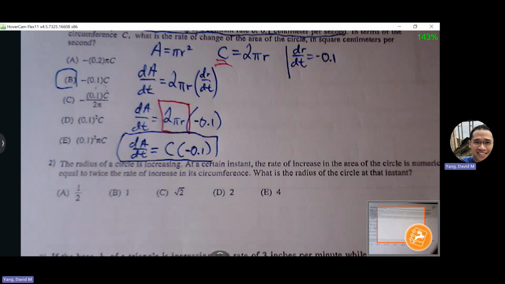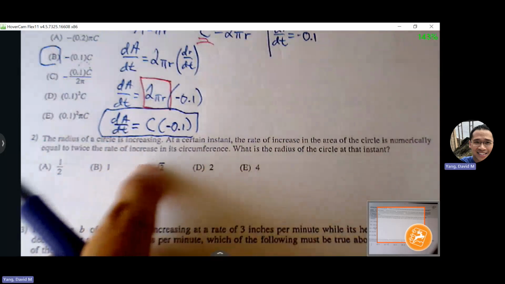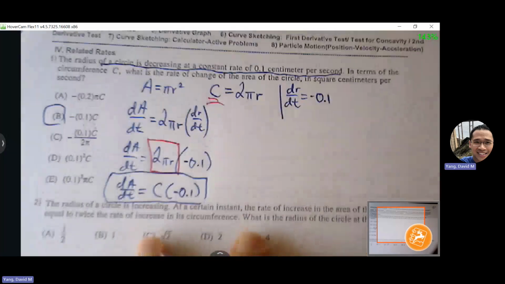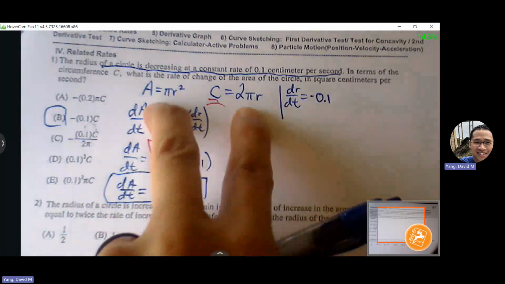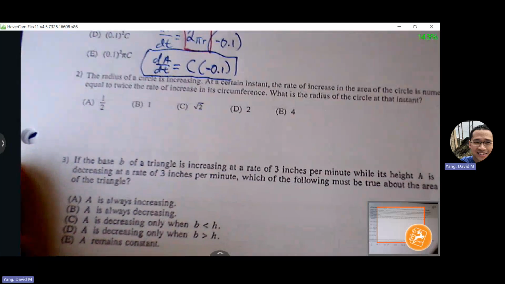Okay, number 2. The radius of a circle is increasing. At a certain instant, the rate of increase in area is numerically twice the rate of increase in circumference. What is the radius of the circle at that instant? So again, we're playing with the same equations, pi r squared and 2 pi r. Let's go ahead and find each derivative and see what we can do from there.